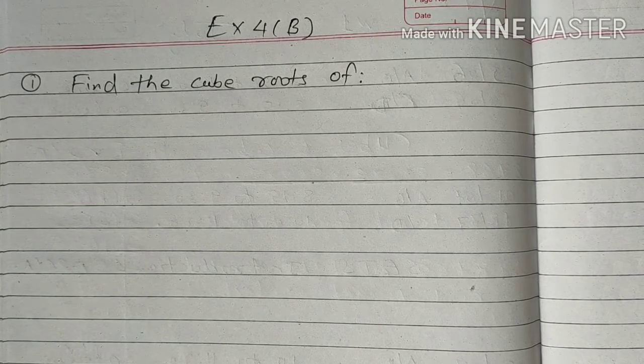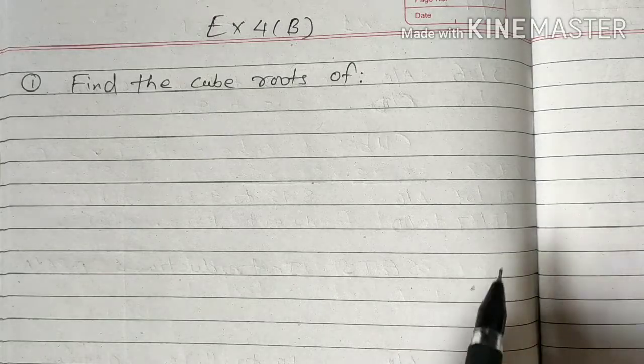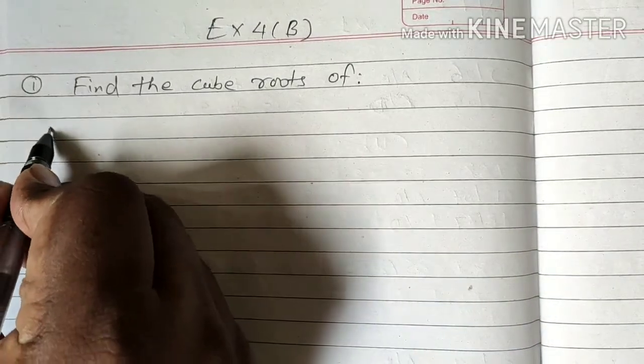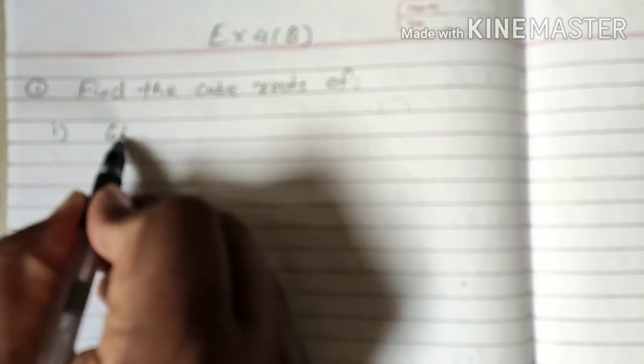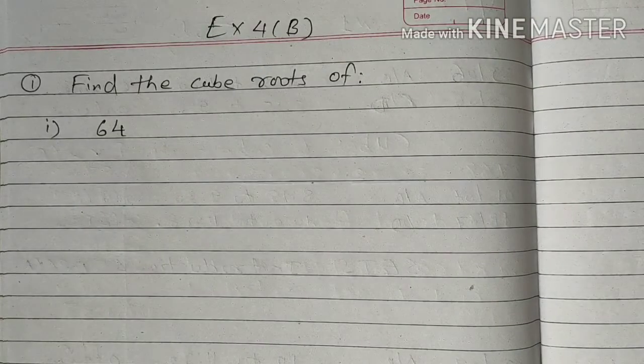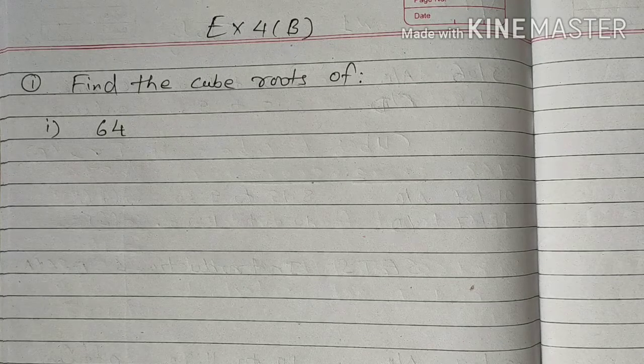Okay. In the previous exercise we have learned how to find the cubes of the given number, and in this exercise we will learn how to find out the cube root of the given number. The first question is there. One simple example we are taking, 64. We want to find out the cube root of 64. So let us find out the prime factors of 64 that we already learned in the previous chapter.